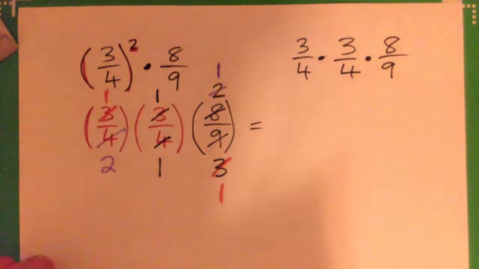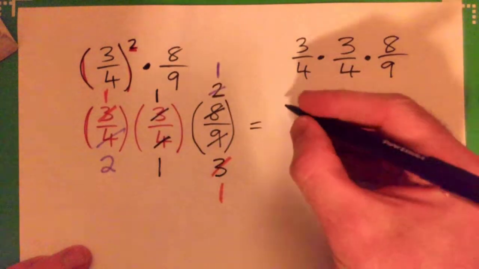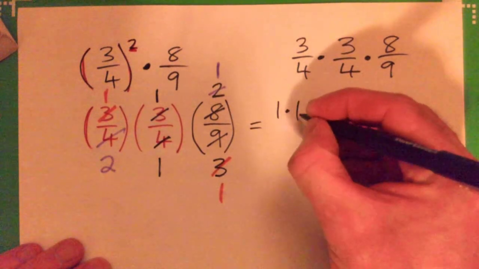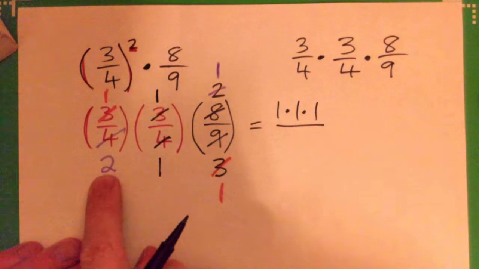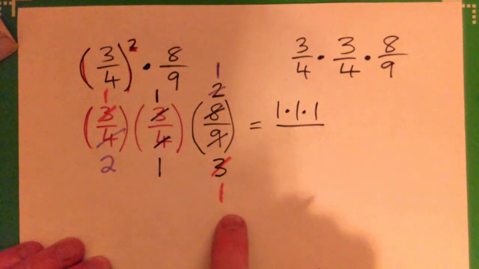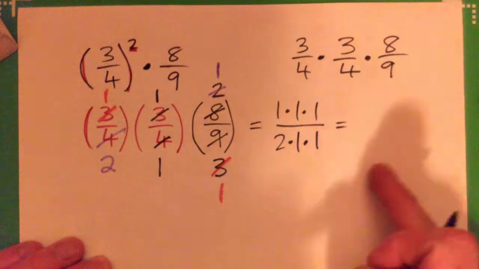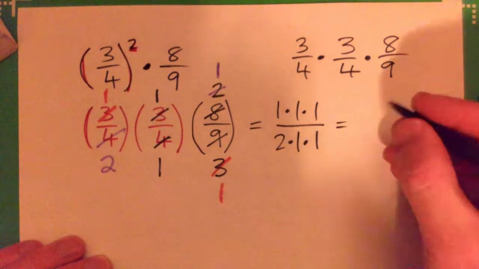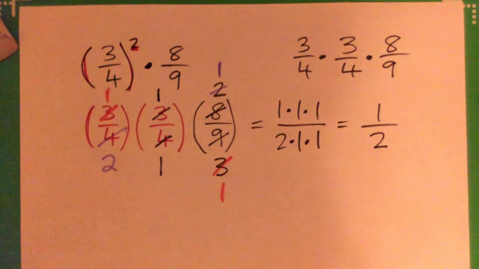And now on the top, I have a 1, a 1, a 1. You don't have to write this out, but it's just 1 times 1 times 1 now at the top. See that? On the bottom, I have 2 times 1 times 1. I'm just writing it out for fun. 1 times 1 times 1 is 1. 2 times 1 times 1 is 2. 1/2 is the answer. Okay?